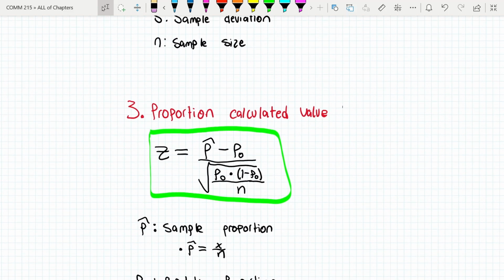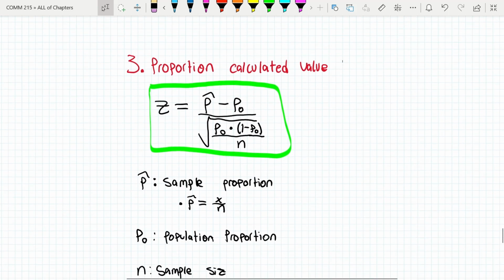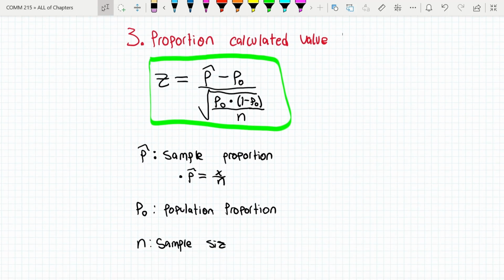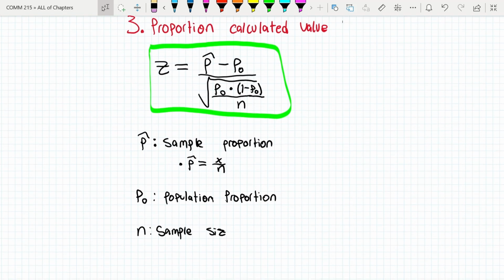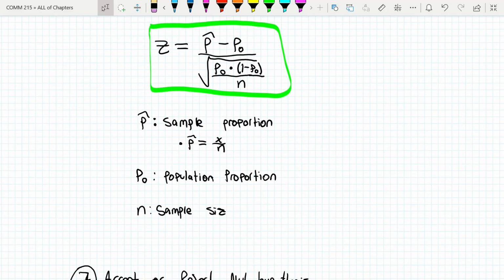So 3, your proportion calculated value. What's highlighted in green is the formula: z is equal to p hat minus p0 divided by the square root of p0 times 1 minus p0, or q, divided by n. 1 minus p0 can also be referred to as q, and it's just the opposite of p0. Here, p hat is the sample proportion, and you can find p hat by x divided by n, the number divided by your sample size. p0 is your population proportion, and n is your sample size.